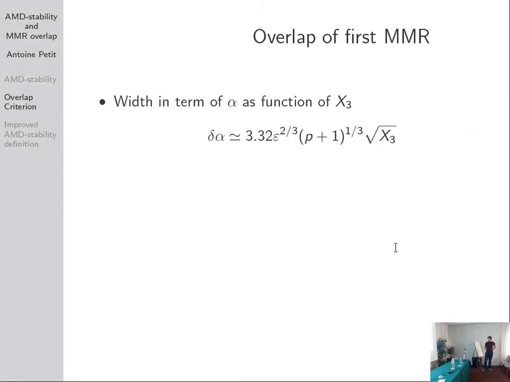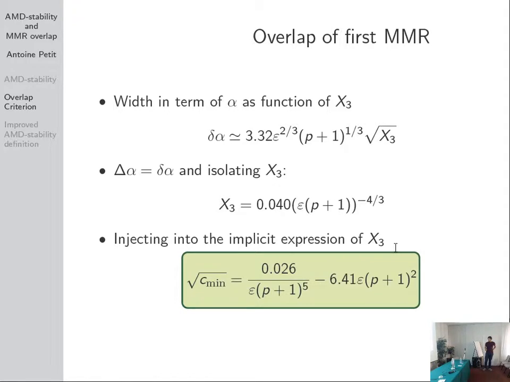So we can come back, as I explained, to the width in terms of semi-major axis, depending on the square root of x3. And by equating the distance between the two centers and this width of resonance, we can have the expression of x3 when the overlap occurs. And we can inject this expression into the previous expression of x3 that depends on the square root of small c min, and obtain this expression that depends on epsilon and p to some power.